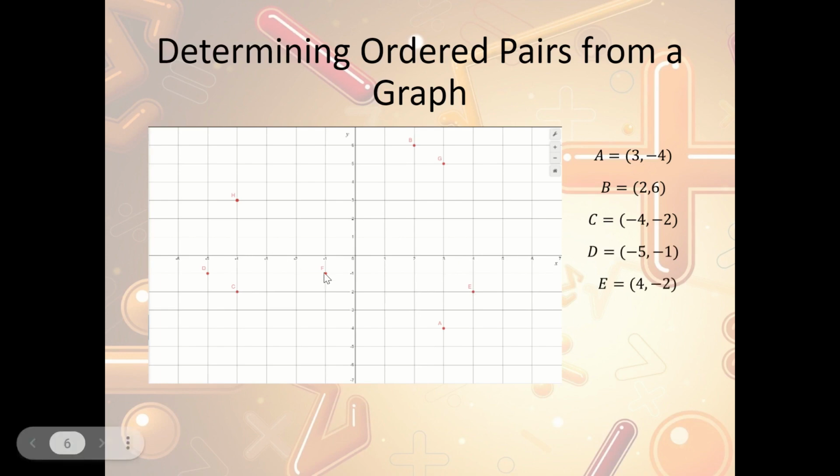Then F is here, so that's negative 1 and negative 1. And then G is here, so G is 1, 2, 3, and then 1, 2, 3, 4, 5, so 3, 5. And then H is here, which is negative 1, 2, 3, 4, so negative 4, and 1, 2, 3, so negative 4, 3. And so that's how I can look at graphs of coordinates and be able to figure out what their ordered pairs are.